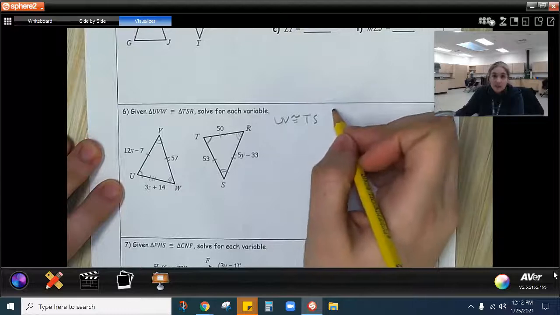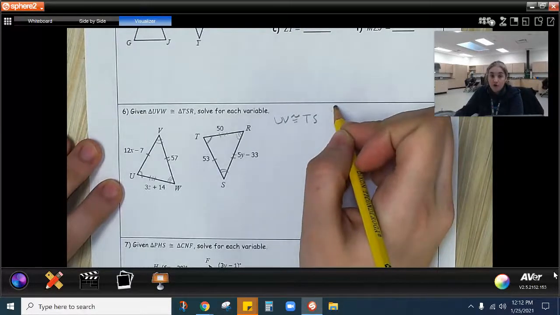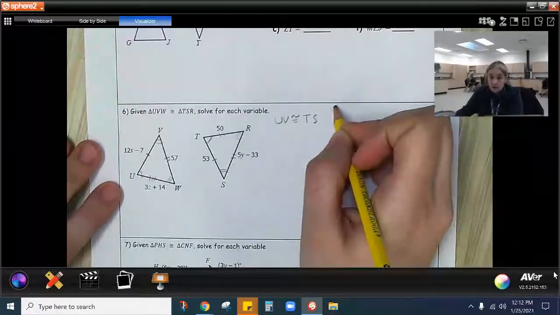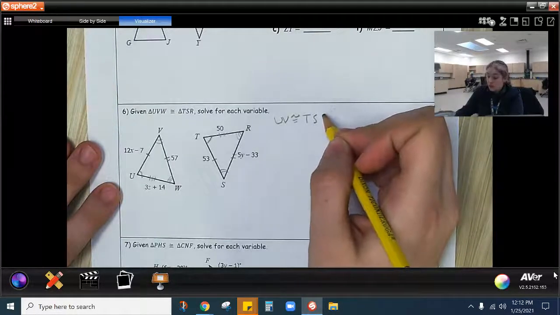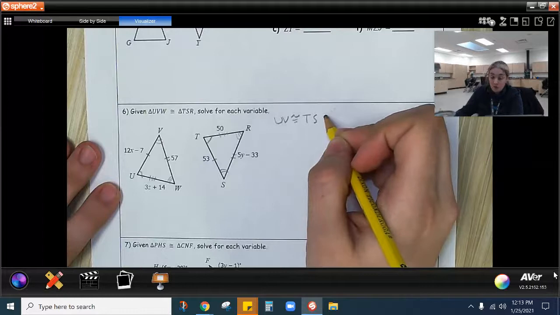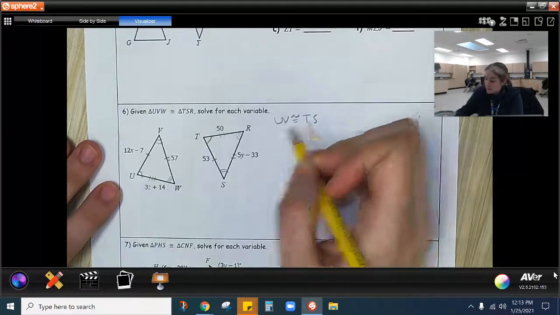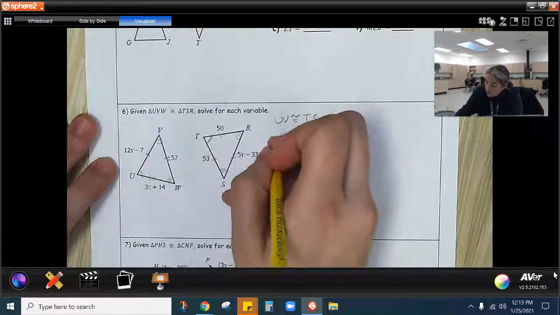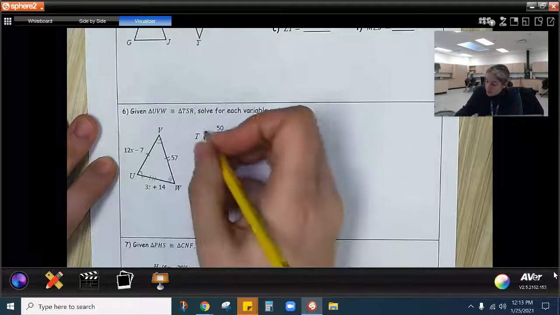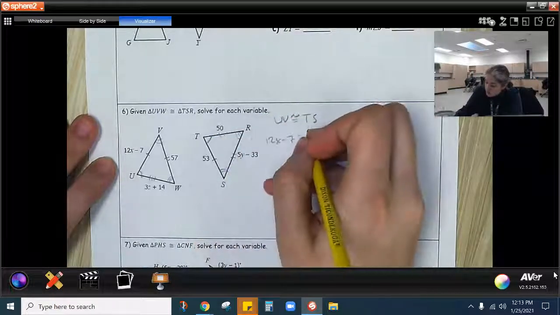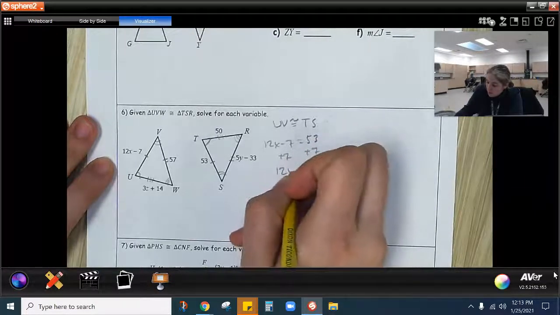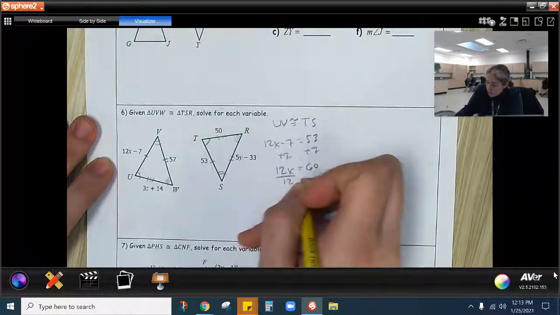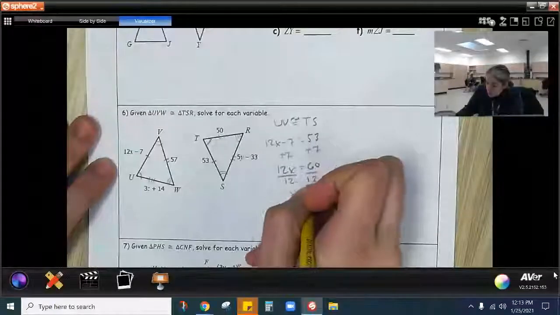This is the setup. This is key. You must have this for 1/3 of the points on any quiz or test. All right. So I just want to tell you now, you must have this geometric statement written out. That's important. It's important to start with that. So UV is 12x minus 7. It's equal to TS, which is 53. So now I can solve this. So I get 12x is equal to 60. When I divide by 12, x equals 5.